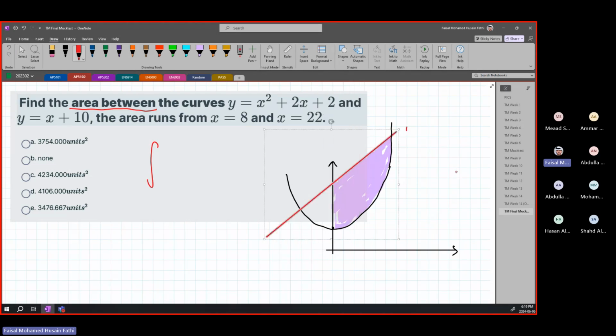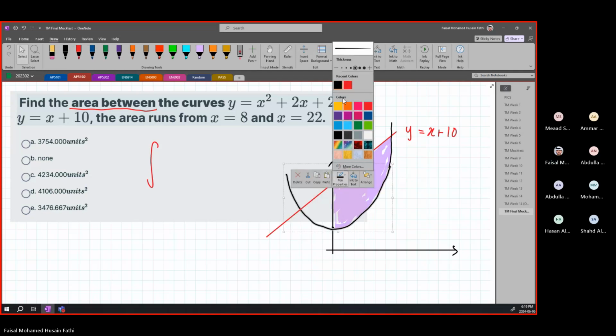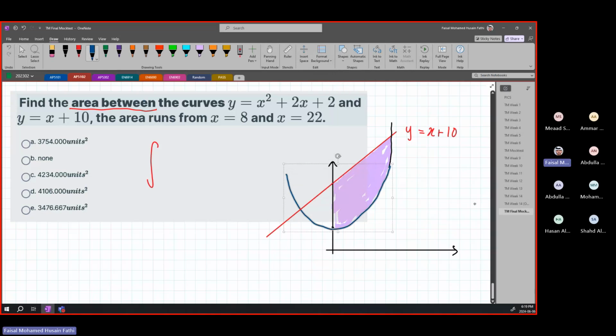This is the equation of y equals x plus 10. And this is the blue, y is equal to x squared plus 2x plus 2, which is this line over here, this equation, the parabola. So the idea here is how would you find this area? Again, sorry, the area is all the way until here. It's this entire area enclosed between all of this.